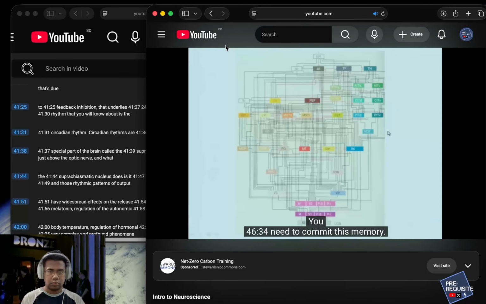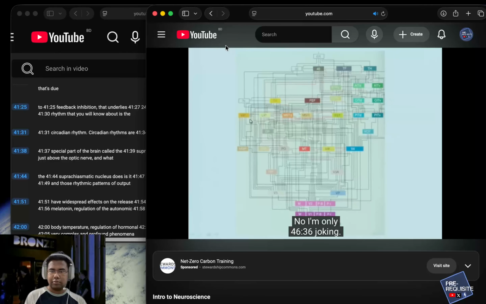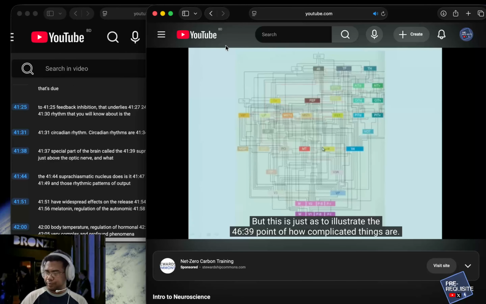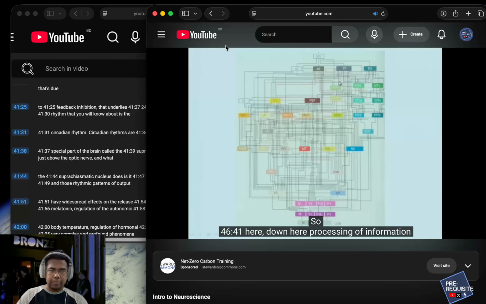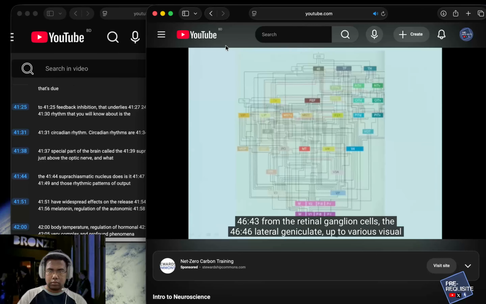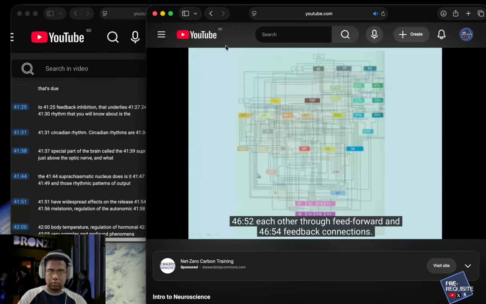You need to commit this to memory. No, I'm only joking. But just to illustrate the point of how complicated things are. So down here, processing of information from the retinal ganglion cells to the lateral geniculate up to various visual cortical areas. All these different cortical areas are communicating with each other through feed-forward and feedback connections.